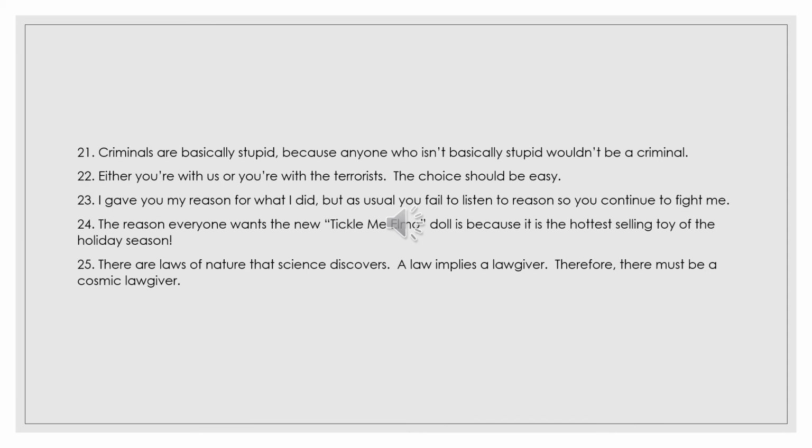Number 21 is an example of begging the question. Criminals are basically stupid because anyone who isn't stupid wouldn't be a criminal. Well, you're saying the same thing twice. That's a pretty clear example.